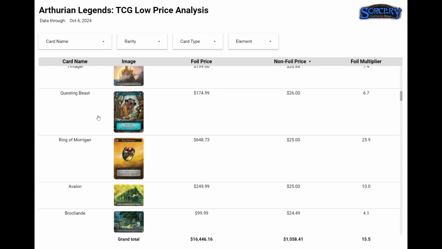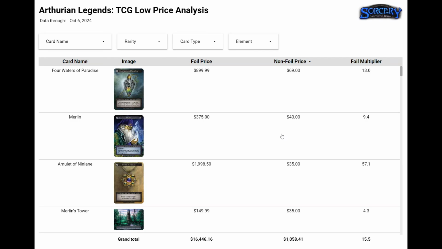So this is a simple little view that shows the card, and at the bottom you can see the foil price and the non-foil price. This would be one of each. So pretty straightforward on this first page. I'll dive into the next one.